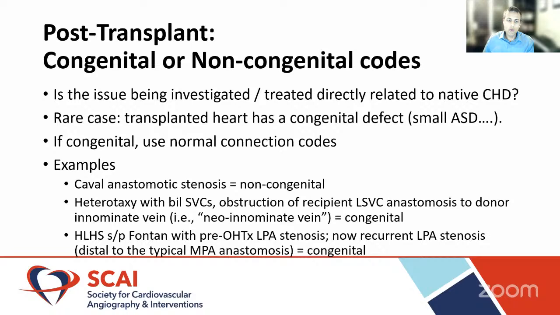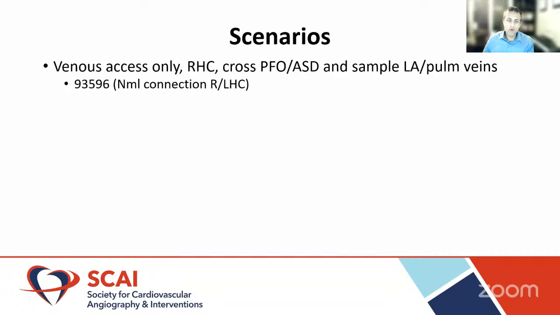And then the same idea with a Fontan with LPA stenosis that was pre-existing, right? The kind of classic, now it's recurrent. Again, if you're dealing with that LPA and you're stenting it, or you have to cath them for whatever reason to diagnose that, that's when you would use the congenital codes. Hopefully that helps bring a little bit of clarity.